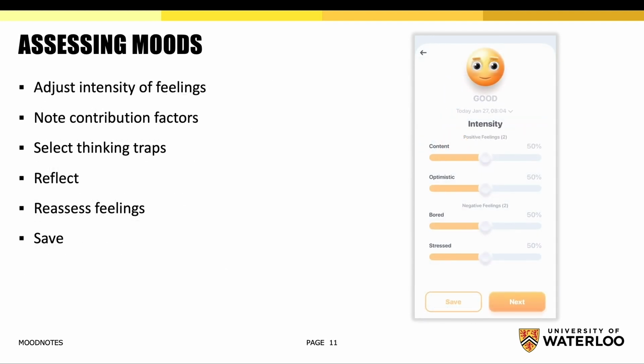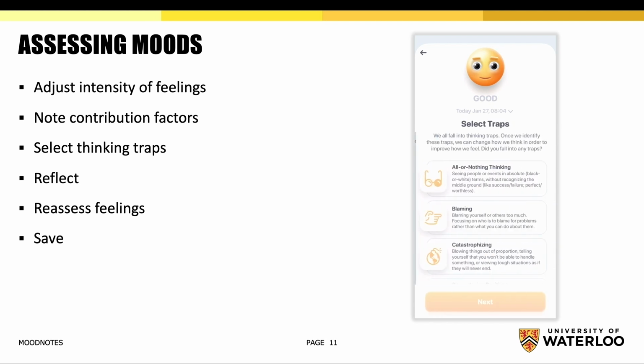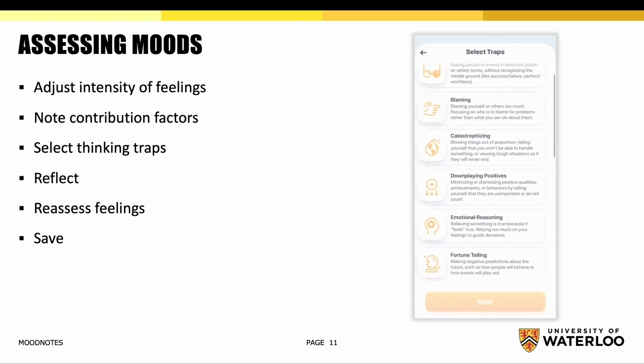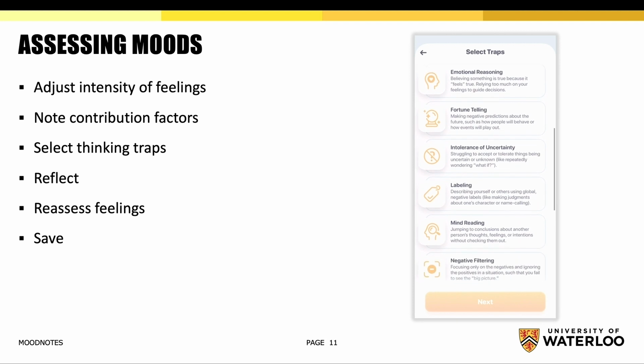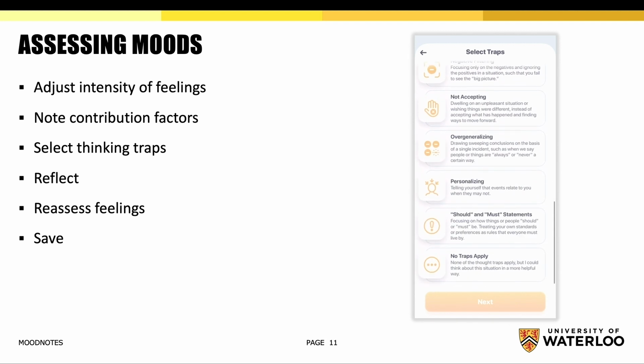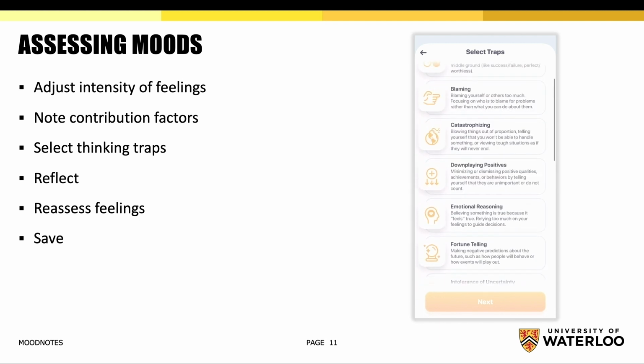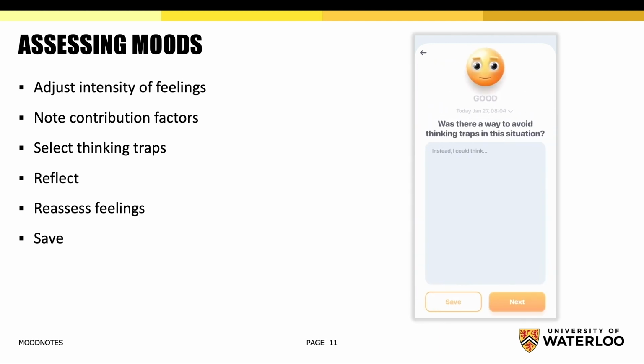Moodnotes also allows you to self-assess your moods during each entry. You can do this by adjusting the intensity of your feelings and making note of factors that contribute towards them. It will also provide you with a list of thinking traps that are often applicable to users. Select the thinking traps that are relevant to your case and reflect upon how they can be avoided.